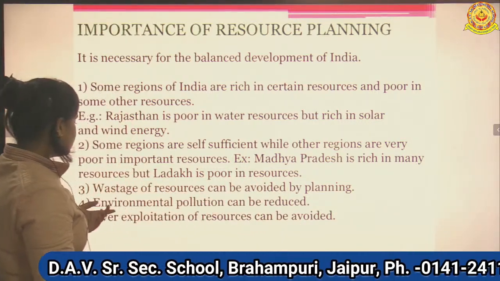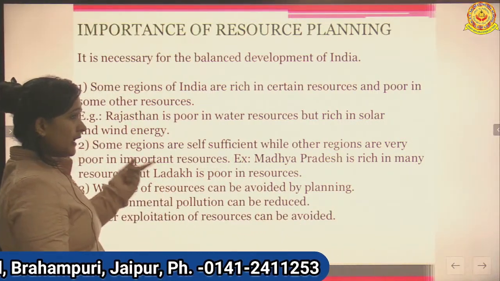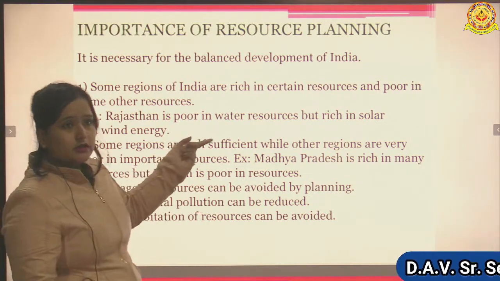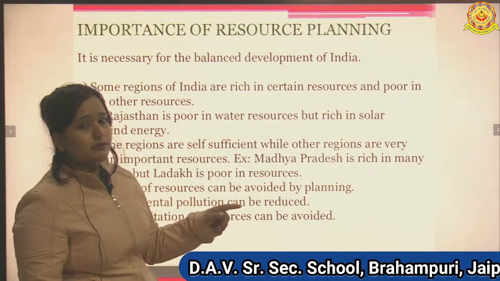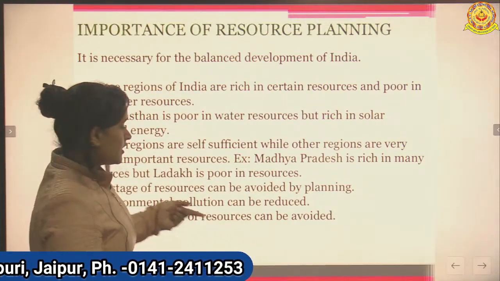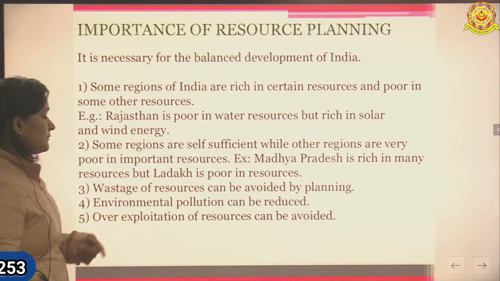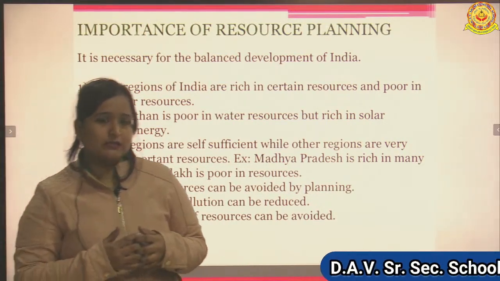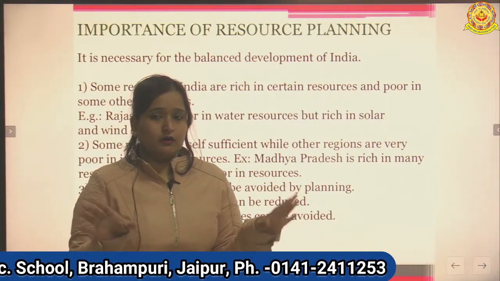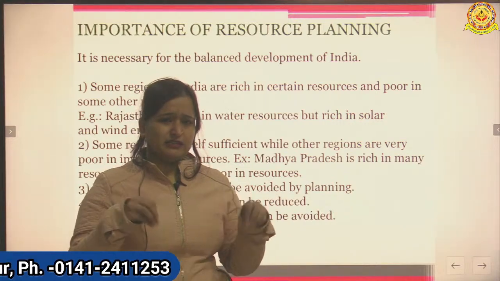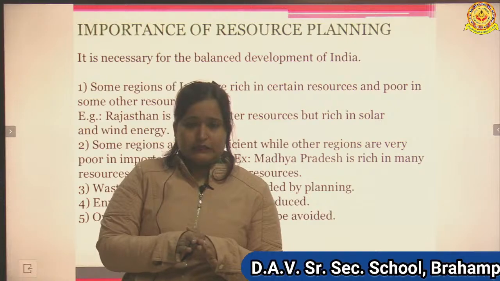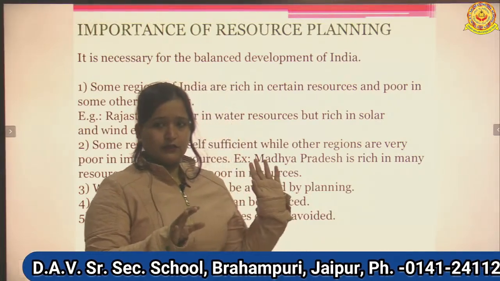Lastly, the wastage of resources can be avoided by planning. We don't need to waste anything. Environmental pollution we have to stop, because global warming and ozone layer depletion are examples of how we are exploiting nature. And lastly, over-exploitation of resources: we use an excessive amount that we don't need, but still we use it because we have it in bulk. So these are the things we have until now.